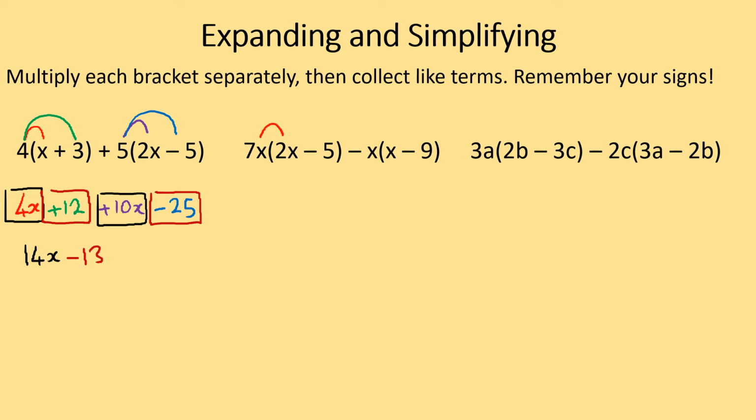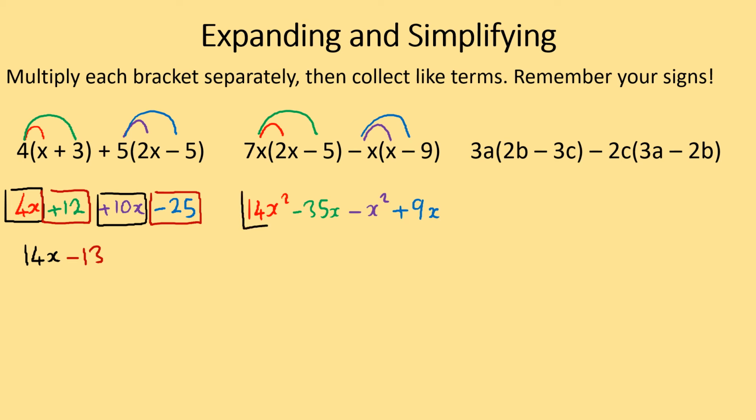Let's expand the bracket. 7 times 2 is 14. x times x is x squared. 7 times minus 5 is minus 35, and we've got an x. Minus x times x is minus x squared. And then this is the one that catches people out. They'll write minus 9x now. But it's not just x times minus 9, it's minus x times minus 9. And that'll go to positive 9x. So yeah, watch out for that.